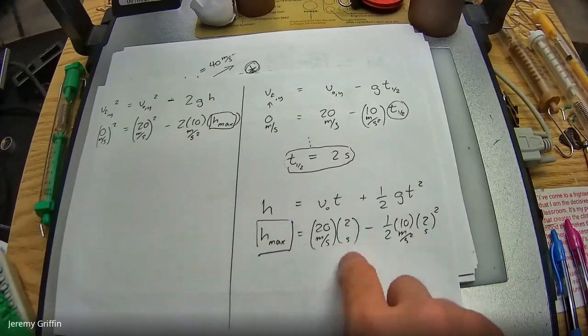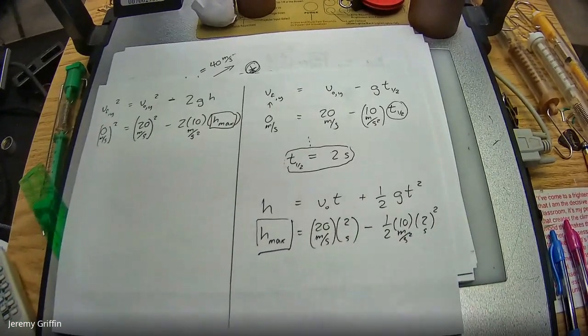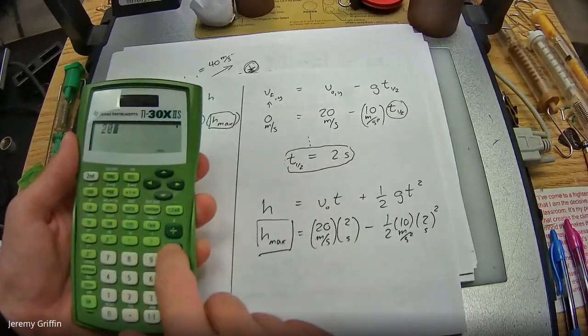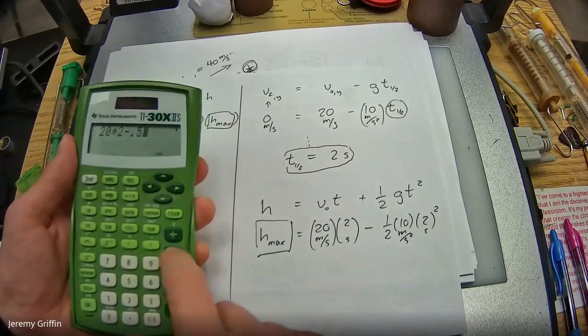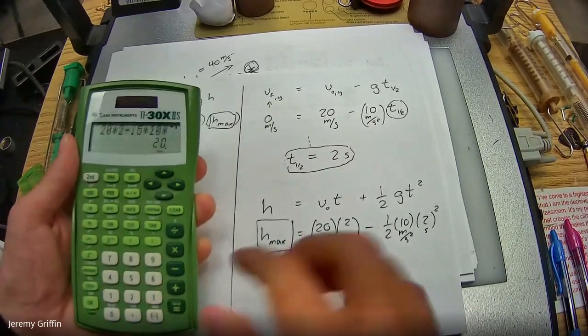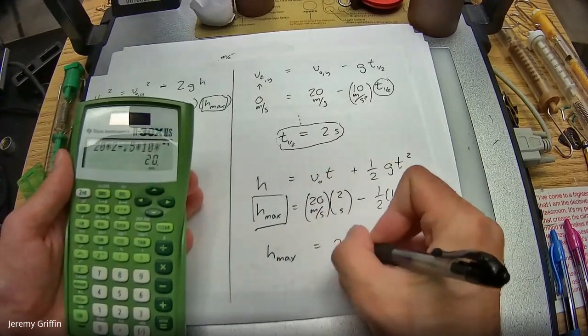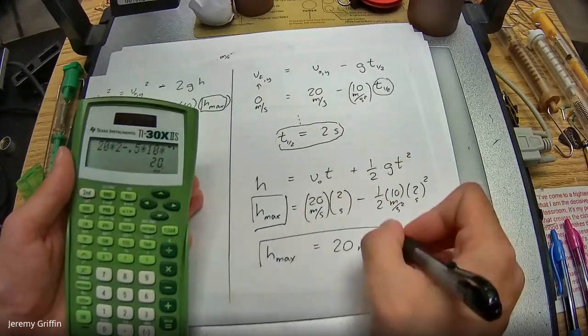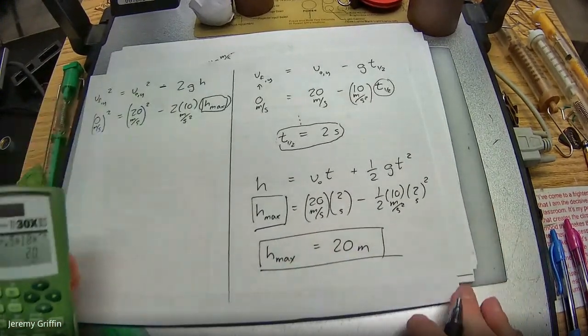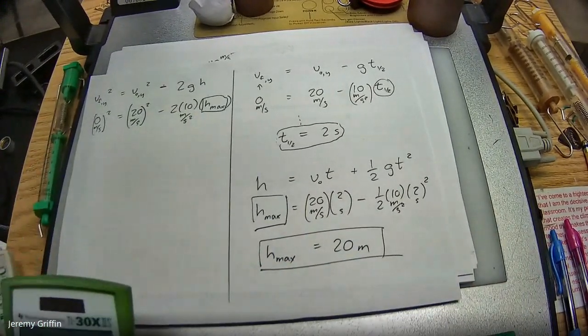Since this one's set up to solve, let me just go ahead and grab this number, see what this comes out to. There's 20 times 2 minus half times 10 times 2 squared. According to this method, the maximum height should be exactly 20 meters. Maybe I should pick different numbers, I got too many 20s floating around on this paper, but 20 meters.